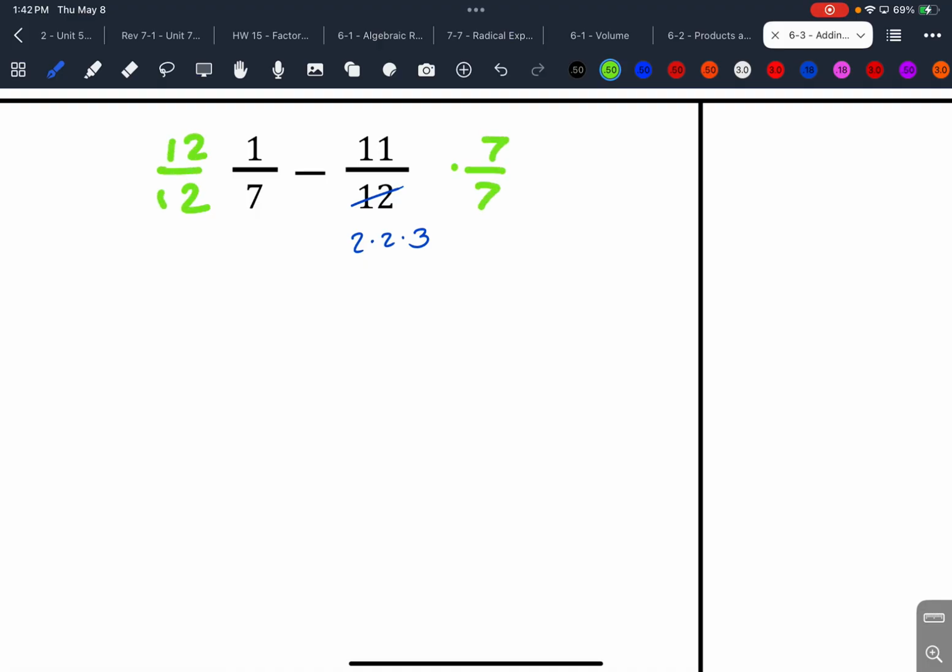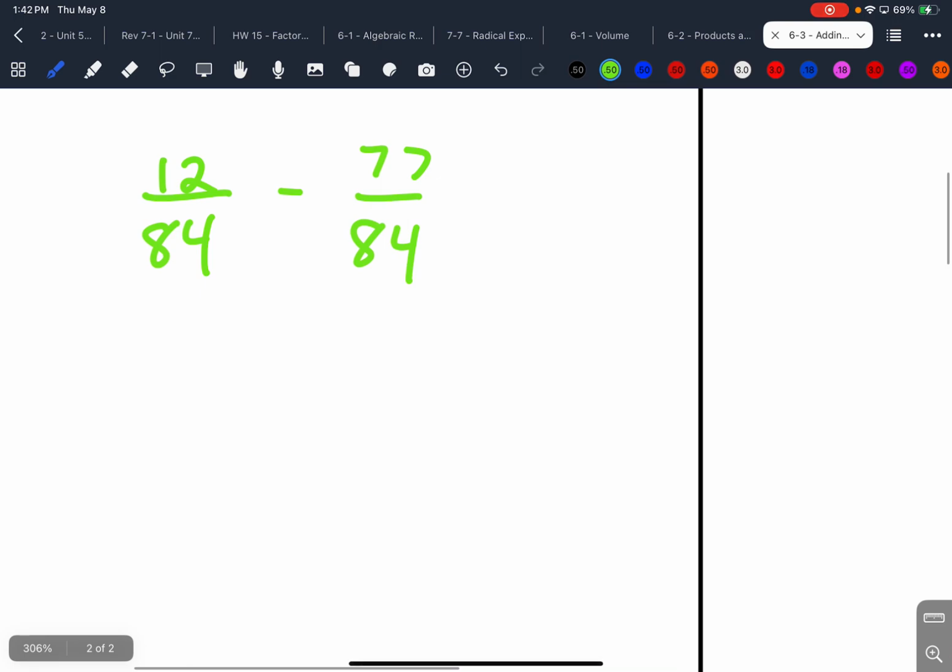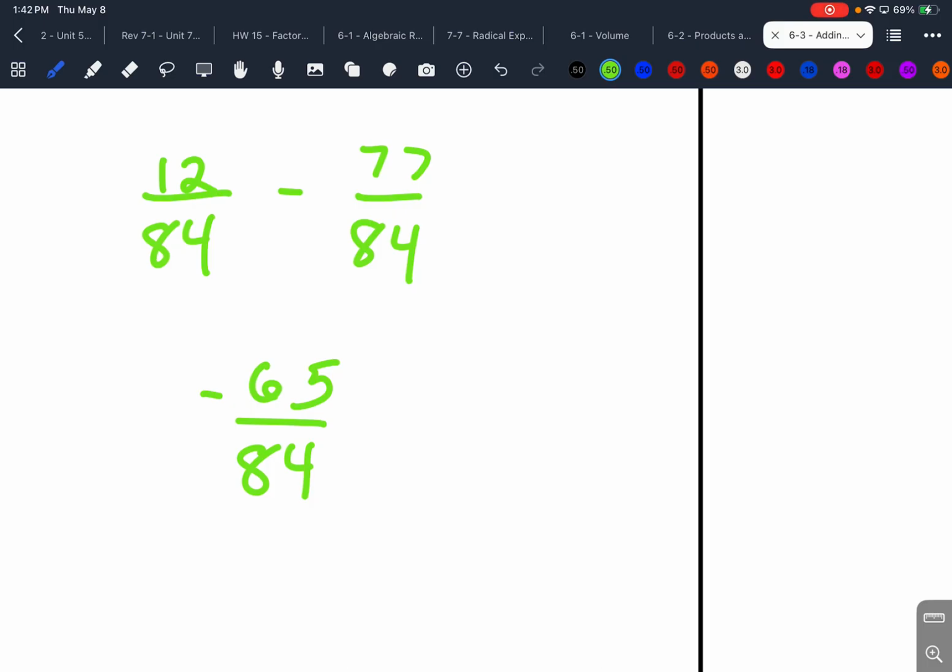So here, what we can do is multiply this one by 7 over 7, this one by 12 over 12, and get 12 over 84 minus 77 over 84. 12 minus 77, last I checked, is negative 65 over 84. Let's see, I'm just checking this. 65 is 5 times 13, and 84 is 2 times 2 times 3 times 7, so no common factors. That's as simple as it gets.